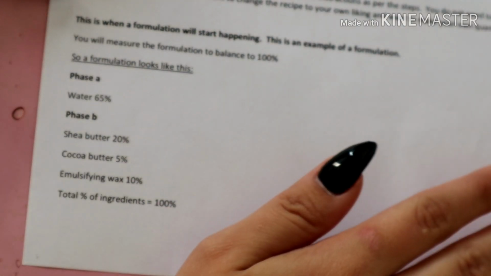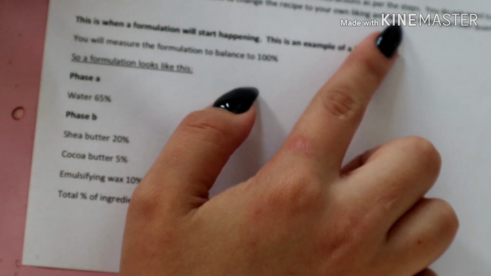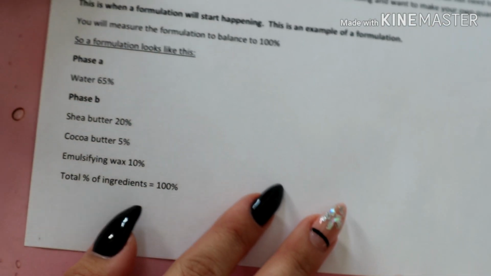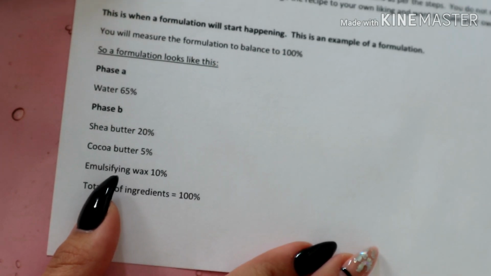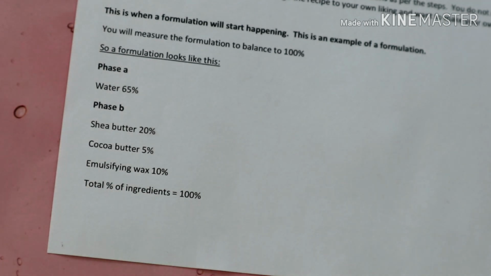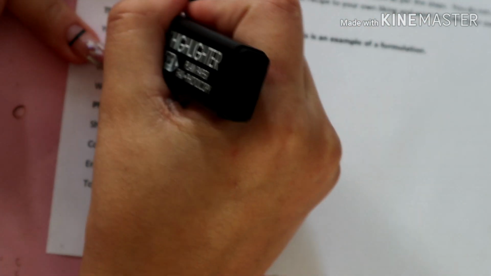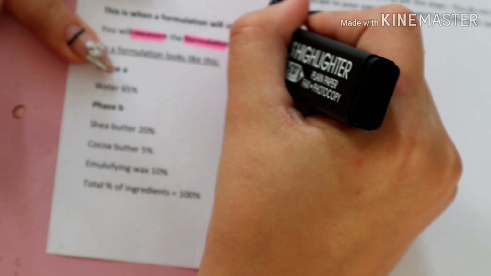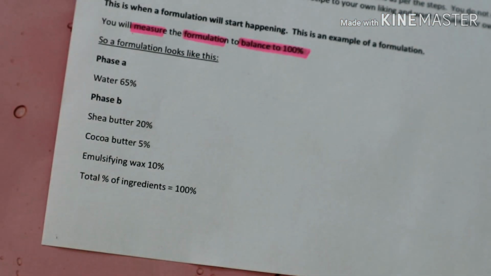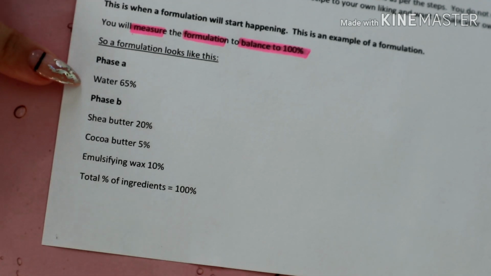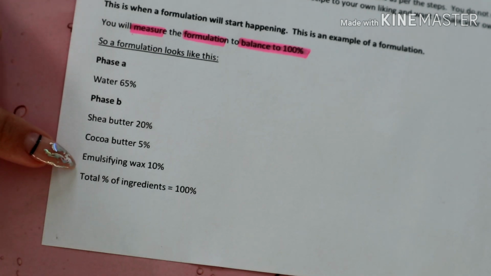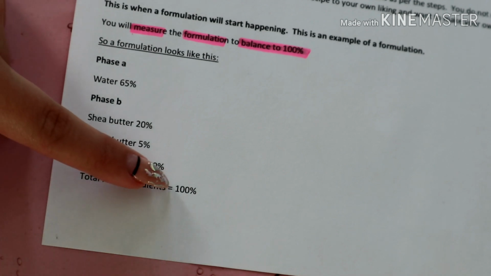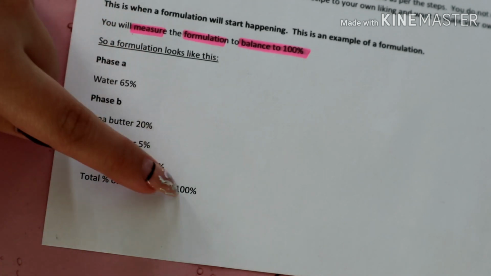Okay, so we're going to take a look at formulations. This is when you want to change the recipe to your own liking and make your own quantity. This is when a formulation will start beginning. Here's an example of a formulation. You'll measure the formulation to balance to 100%. A formulation looks like this. Phase A, water 65%. Phase B, shea butter 20%, cocoa butter 5%, emulsifying wax 10%. So the total of all the ingredients makes 100%. When you add up these ingredients, it should make 100%.